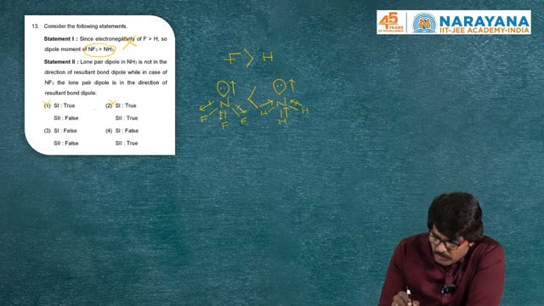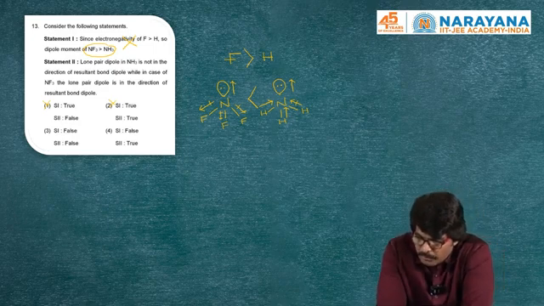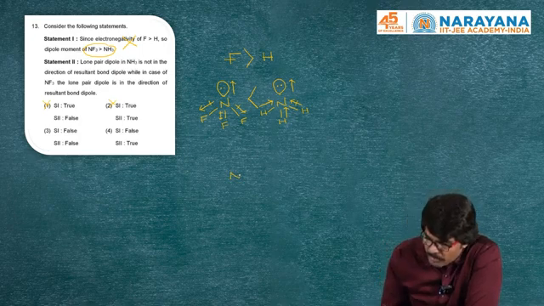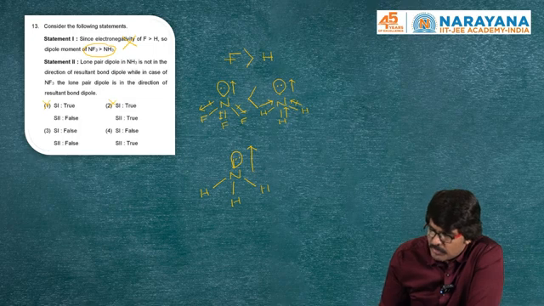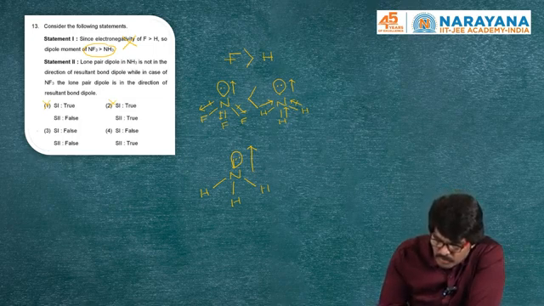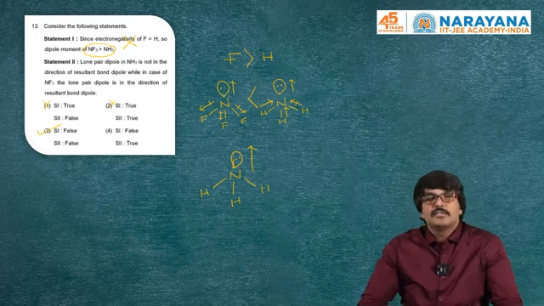And if you compare the statement, the lone pair dipole in ammonia: this is the lone pair, and this is hydrogen, hydrogen, hydrogen. He is saying it is not in the direction, but they are in the same direction, therefore that is also a false statement. Both the statements are false, hence the answer is 3.